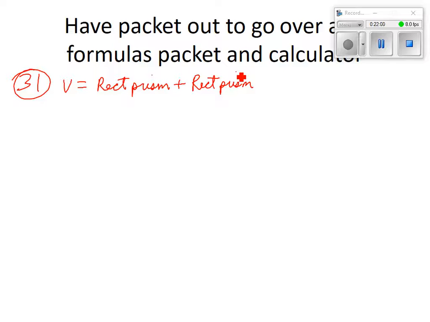Let's do the bottom one first. What's the formula for volume of a rectangular prism? It's an easy one again. Length times width times height. For the bottom rectangular prism, what's the length, the width, and the height? 15 times 9 times 4. Plus, for the top rectangular prism, 5 times 5 times 9. Somebody do all that math for us.